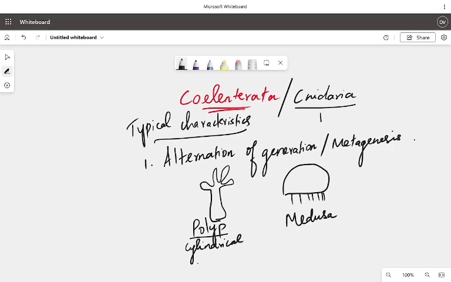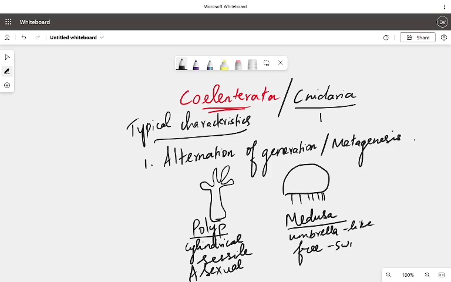Usually they'll be sessile. What is sessile? Sedentary, attached. The base will be attached. They cannot move, and they will show asexual means of reproduction. Whereas medusa, if you see, will be umbrella-like, and they will be free swimming, and they will show sexual mode of reproduction.